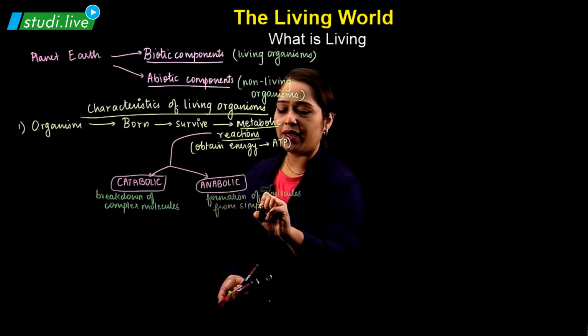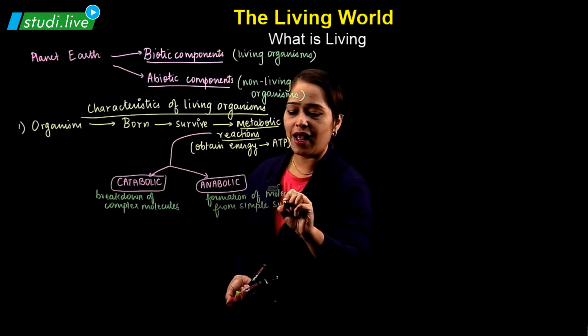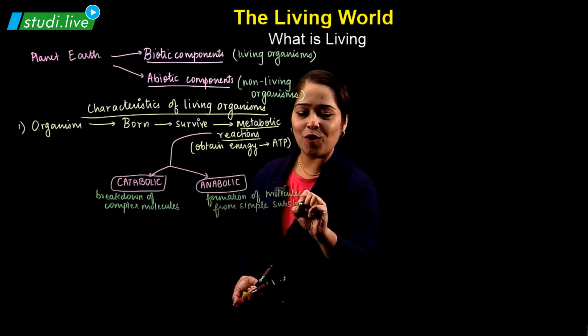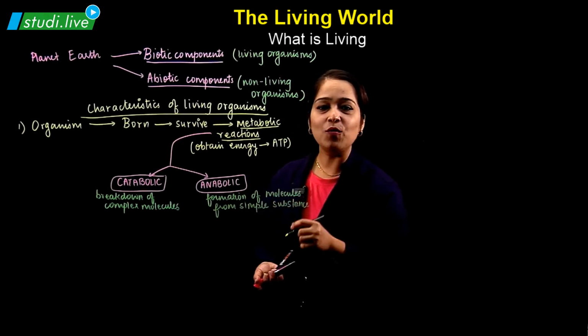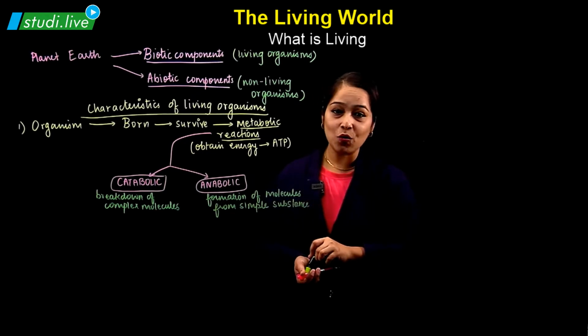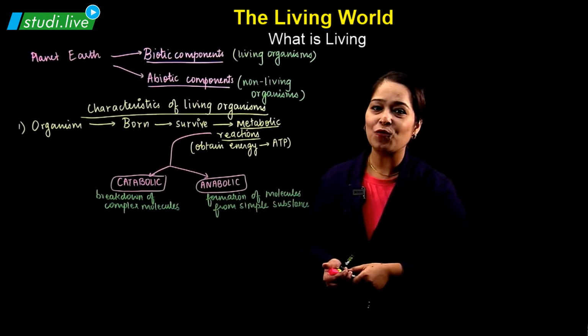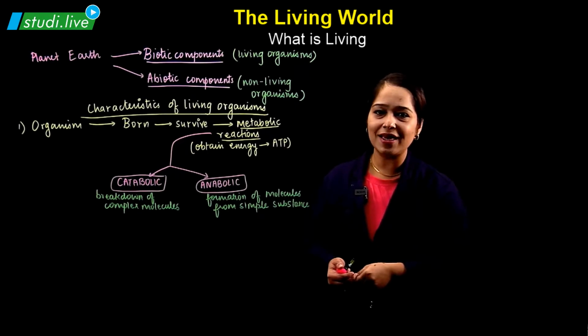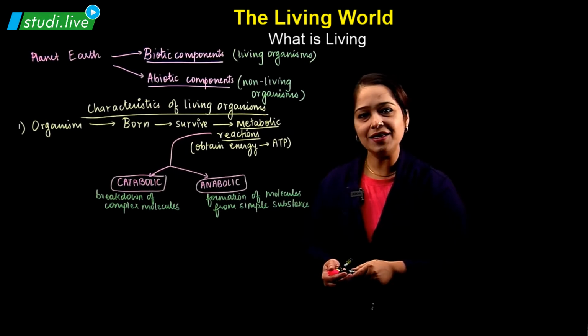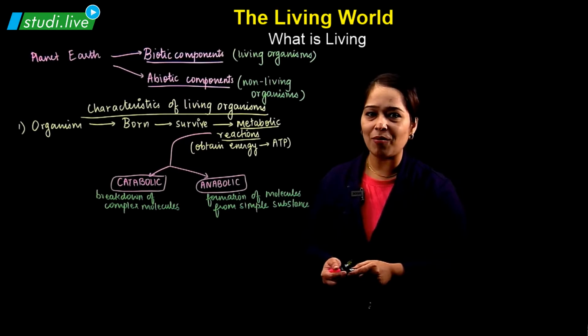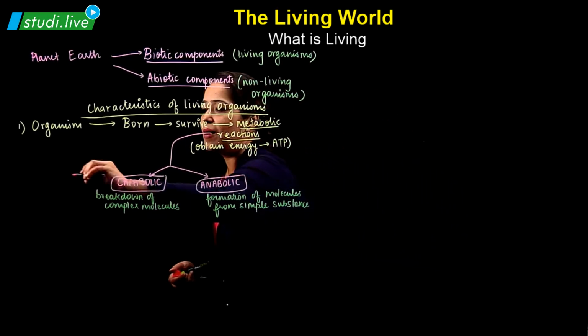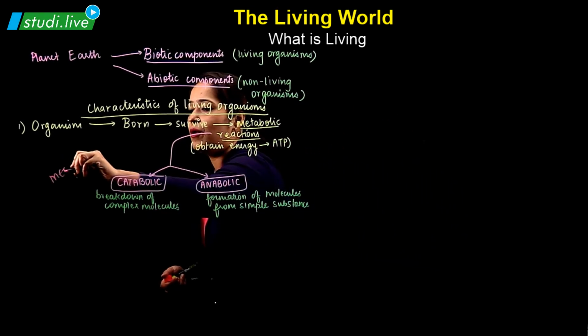This catabolic and anabolic reaction takes place in the body of the organism, and together they are known as metabolism. So this is the first characteristic feature of living organisms, that is metabolic activities or metabolic reactions, and they are sum totally called metabolism.